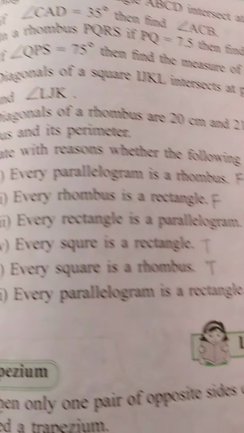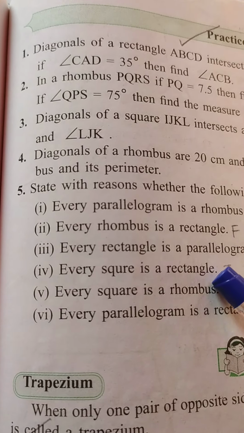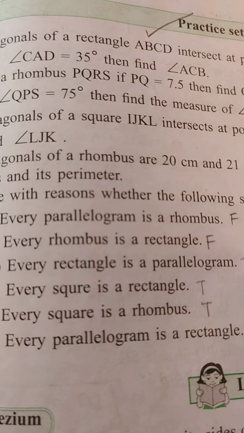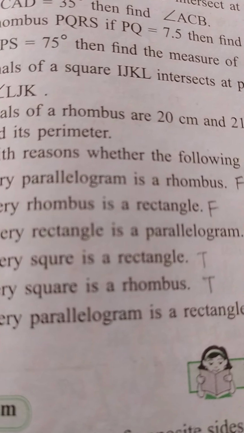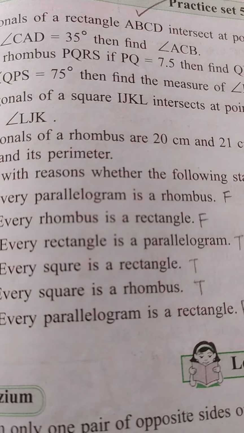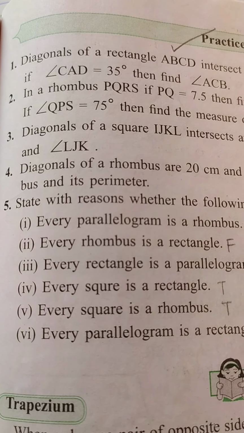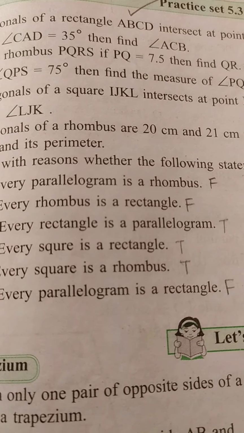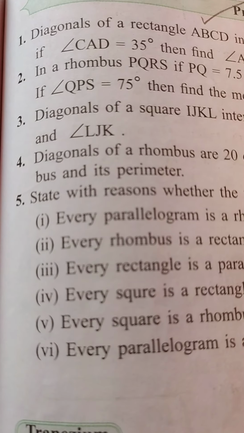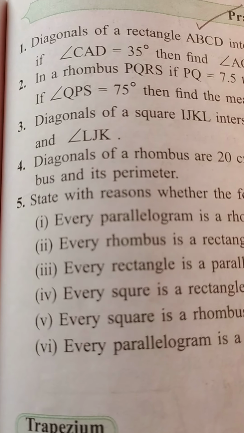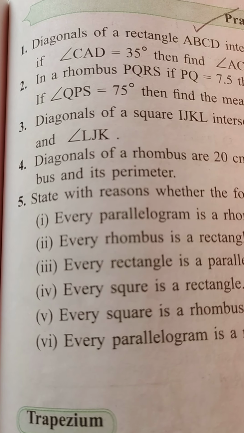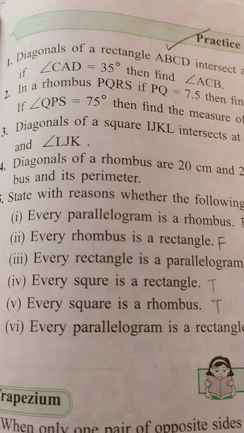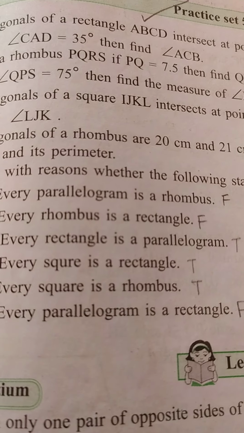Now question number 5, you have to just say true or false. First question. Every parallelogram is a rhombus, which is false. Every parallelogram is not a rhombus. Why? Because a parallelogram does not have all 4 sides congruent to make it a rhombus. So it's false. Okay. Next, every rhombus is a rectangle. Rhombus does not have all angles 90 degrees, which is required for a rectangle. Therefore, it's false.